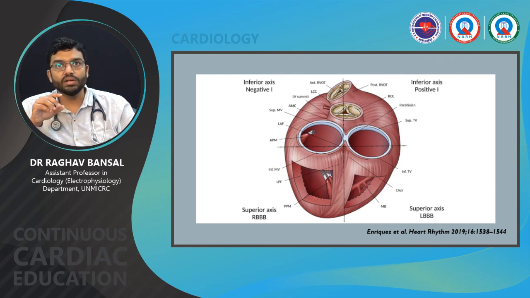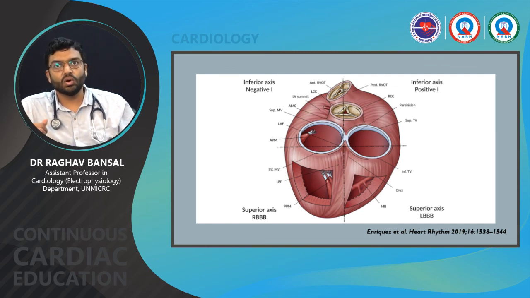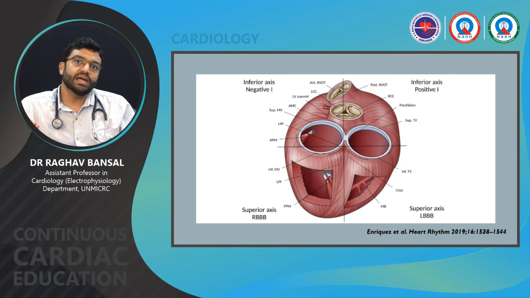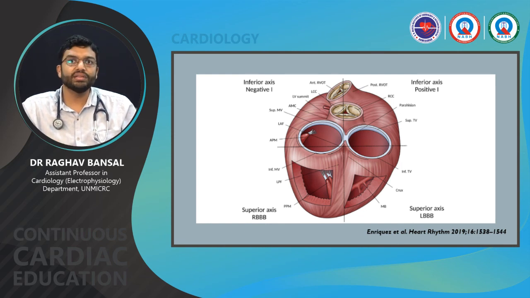So how can we go about it? The right superior quadrant gives an inferior axis, positive in lead 1, which is a left axis. What are the structures in this quadrant? The posterior RVOT, the right coronary cusp, the superior tricuspid annulus, and the parahisian region near the tricuspid annulus. Then comes the inferior axis with a negative lead 1, which means the superior left quadrant. The structures in this quadrant are the anterior RVOT, the left coronary cusp, the LV summit, the aortomitral continuity, the superior mitral valve annulus, the anterior fascicle, and the anterior papillary muscle.